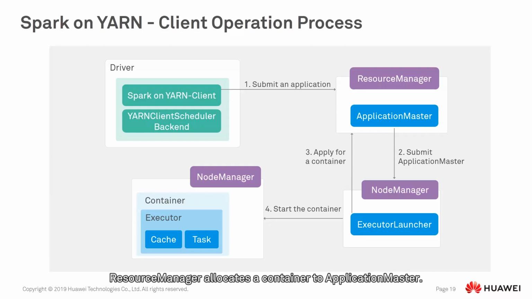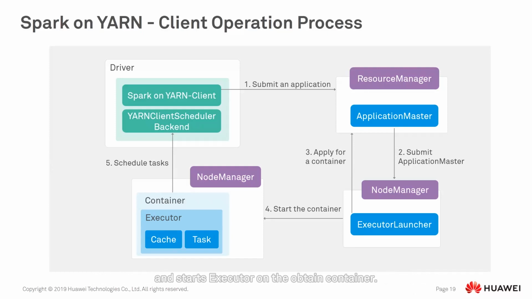Resource Manager allocates a container to Application Master. Then, Application Master communicates with the related Node Manager and starts Executor on the obtained container. After Executor is started, it registers in driver and applies for tasks. Then, driver allocates tasks to Executor. Executors do the tasks and report the operating status to driver.